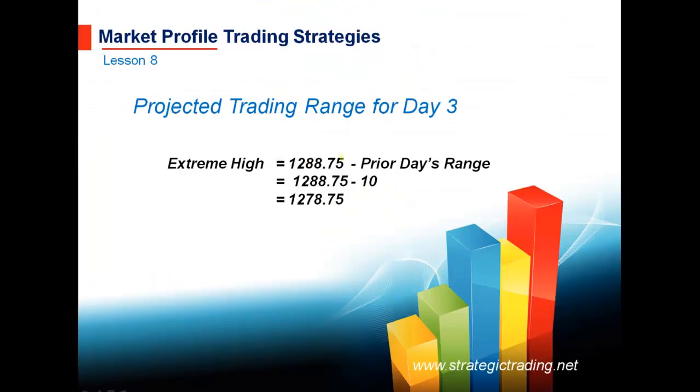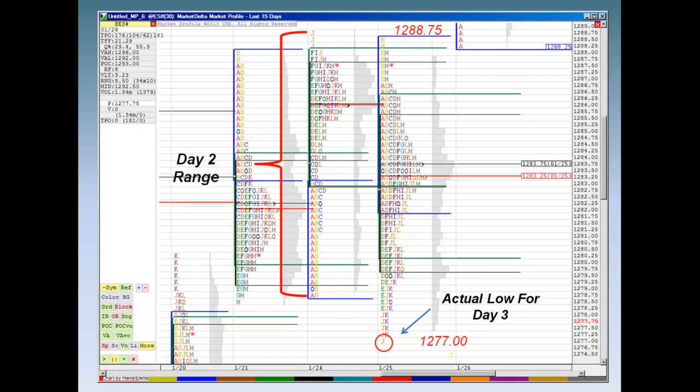So if we have our extreme high at 1288.75, now instead of adding to it, I'm going to subtract the prior day's trading range. 1288.75 minus 10 points, which was the range for day 2, gives us a low for the range of 1278.75. Now let's take a look at the actual low for day 3. I estimated or projected it at 1278.50, which would have been around here, and here's where the actual low was. Again, folks, not bad.